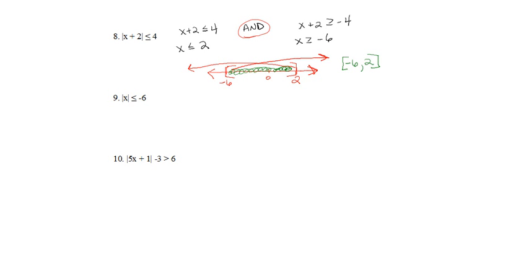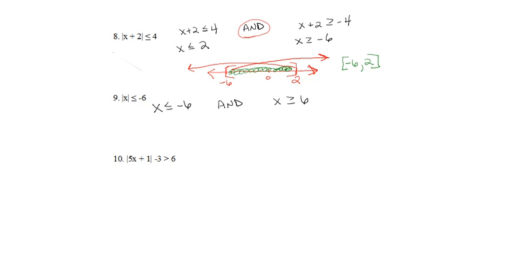Let's look at number 9. We have absolute value of x is less than or equal to negative 6. So I'm going to have x is less than or equal to negative 6. And it's a less than, so it's an and problem. And then x is greater than or equal to positive 6.